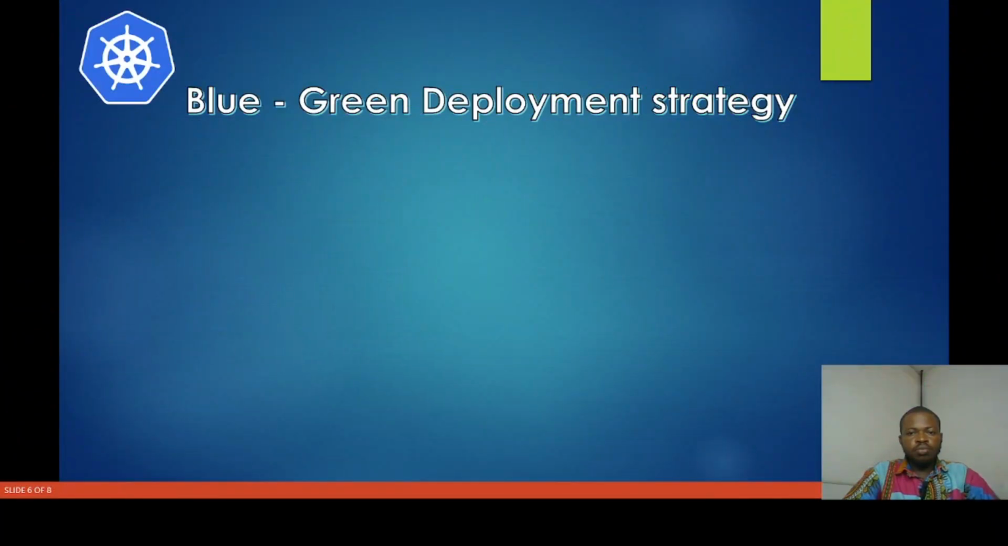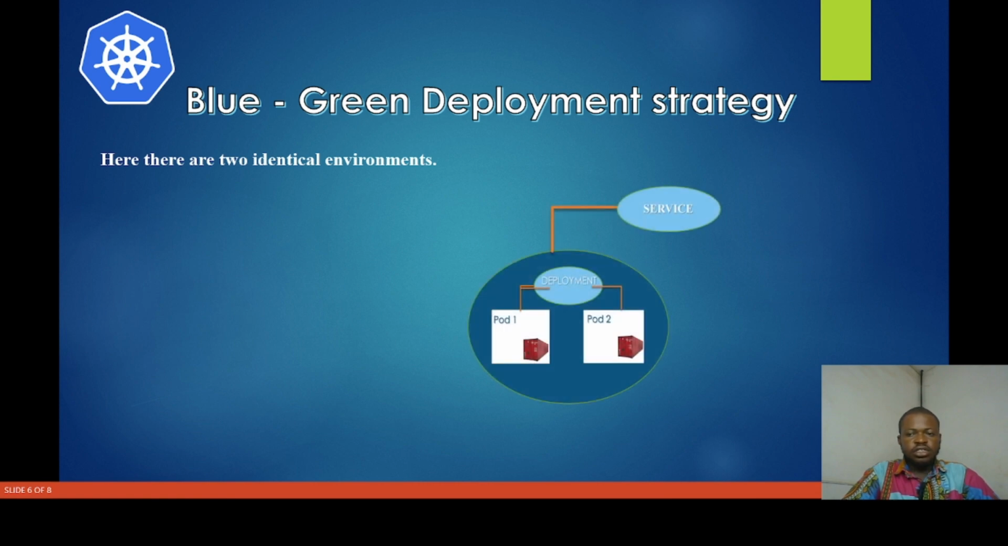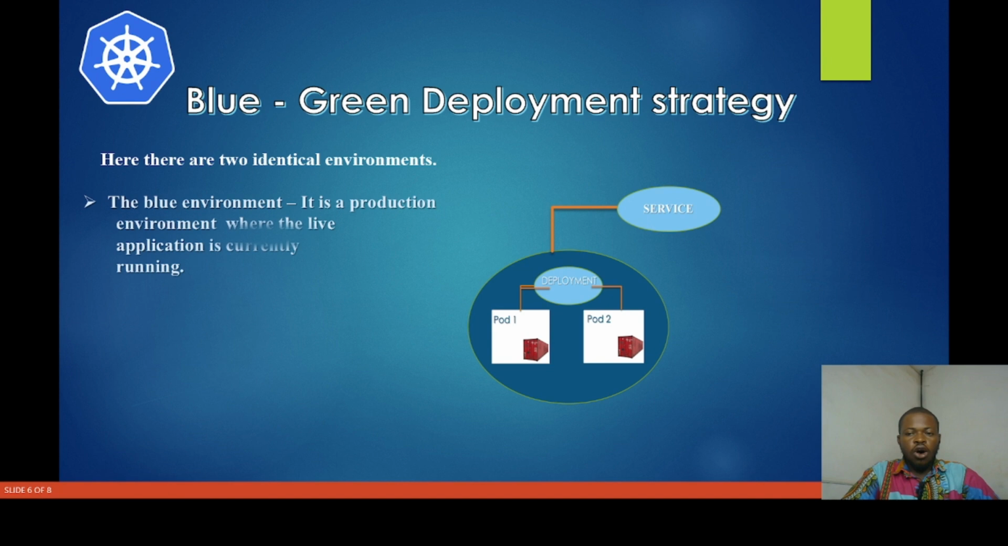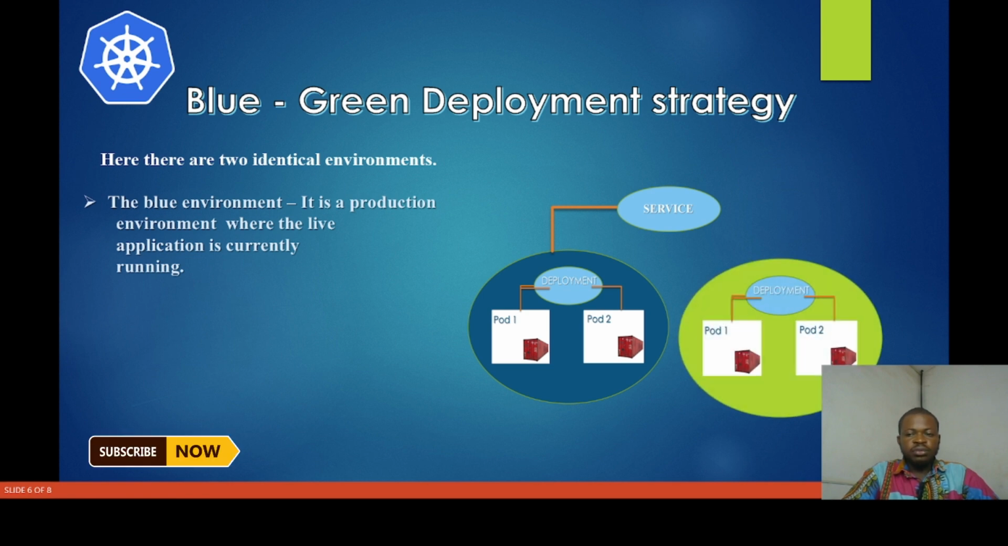In the blue-green deployment strategy, you have two identical environments: the blue environment and the green environment. The blue environment is the production environment where you have the live version of the application running. And then the green environment is where you have the testing or deployment version, your new application that you want to test out or use.